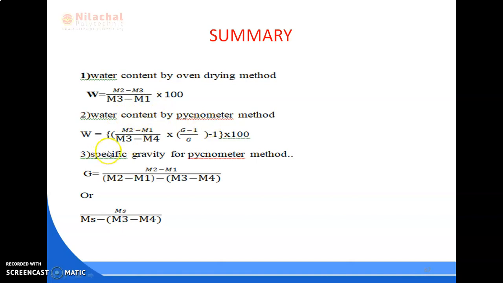W equal to (M2 minus M1) by (M3 minus M4) into ((G minus 1) by G) whole minus 1 into 100. Specific gravity by pycnometer method: G equal to (M2 minus M1) by ((M2 minus M1) minus (M3 minus M4)), or we can also write Ms by (Ms minus (M3 minus M4)).